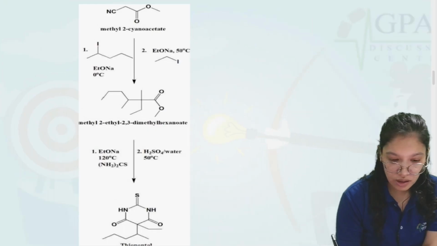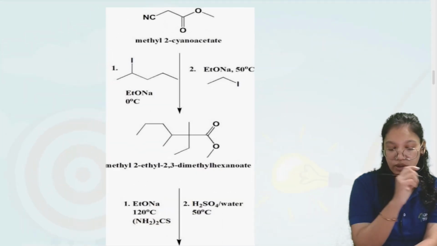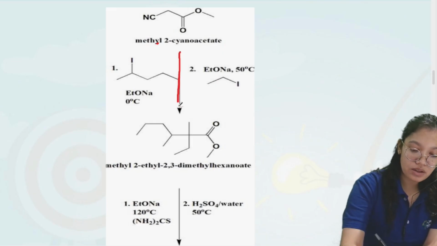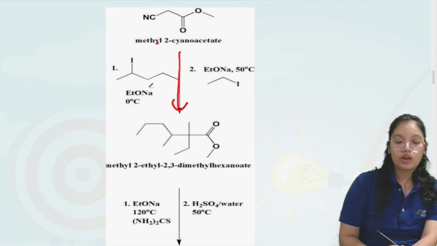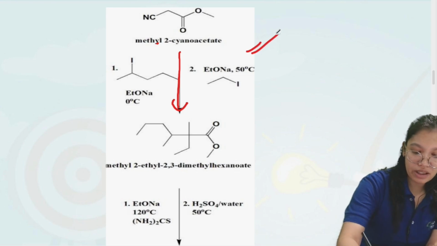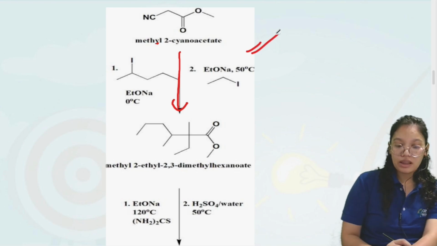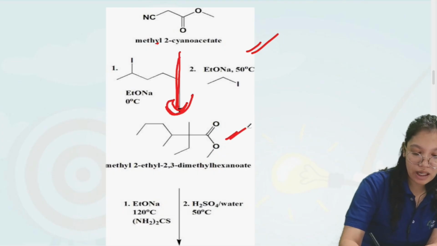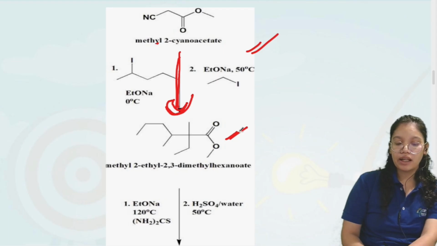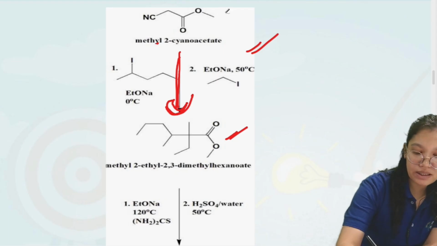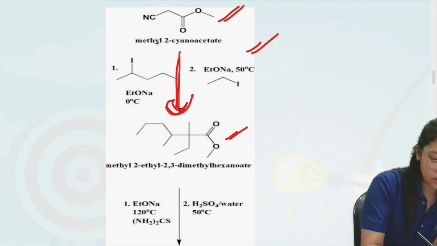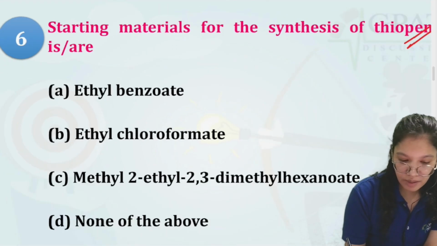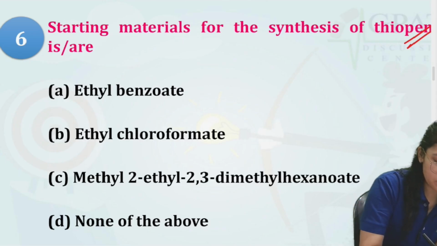synthesis reaction. Here you can see methyl 2-cyanoacetate in the presence of this sodium ethoxide at 50 degrees. Basically, in the presence of this, it forms what? 2-methyl-2-ethyl-2,3-dimethylhexanoate. So basically the precursor here we can say is methyl 2-cyanoacetate. But if we look at the options here, we don't have that option. That is the methyl cyanate one.